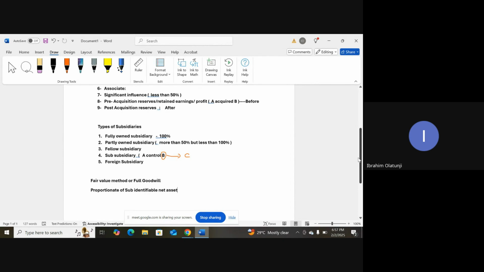If I say policy of the group, I'm talking of the policy of the parent company. That is why I say when you take that question, you have to check the policy of that company. Which policy do they want to embark on? Is it the policy of proportionate of subsidiary identifiable net asset, or the policy of fair value method?